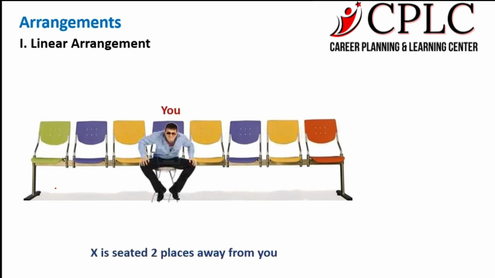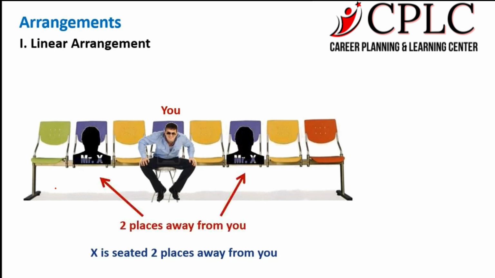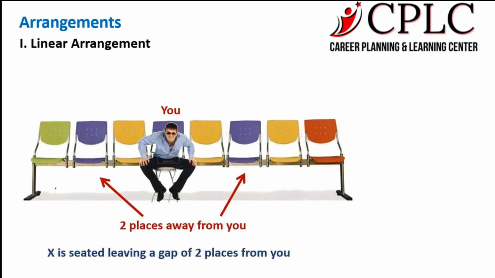Okay, moving to the next part. X is seated two places away from you. Now, two places away is, mind you, second position only. So remember this very carefully. It is the second place, but they have not specified which side, whether it is right or left. So it's a general one. You have to consider both scenarios, either on the left or on the right.